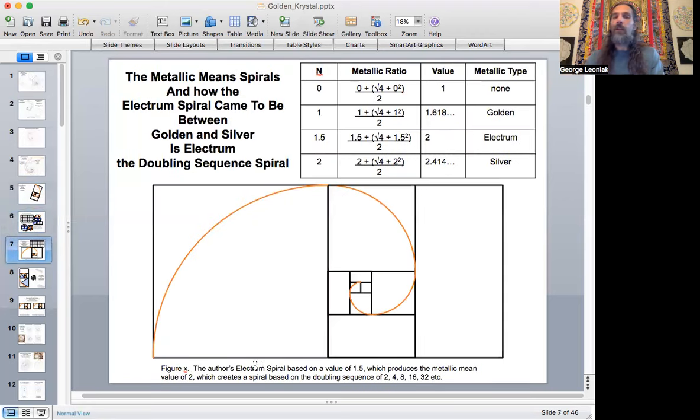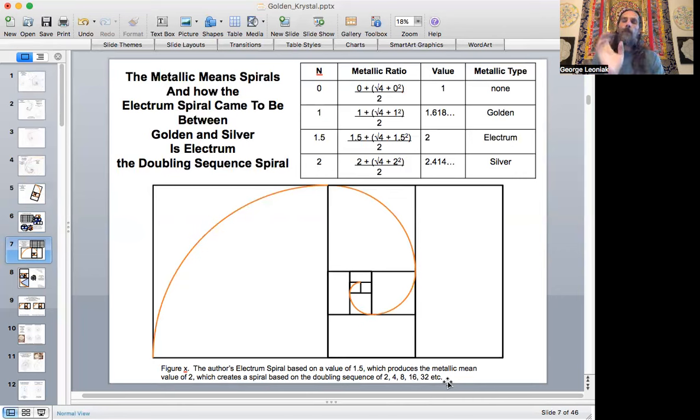This is what I said here. The author's Electrum spiral, based on a value of 1.5, which produces the metallic mean value of 2, which creates a spiral based on the doubling sequence of 2, 4, 8, 16, 32, etc. Now, that was from over about 4 years ago, was the Electrum spiral.